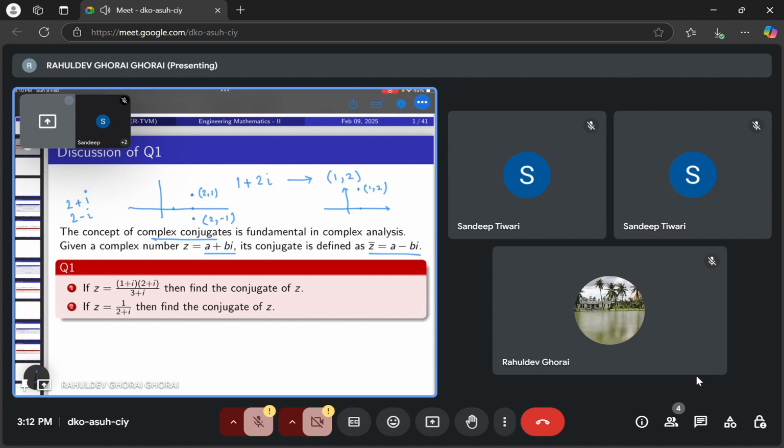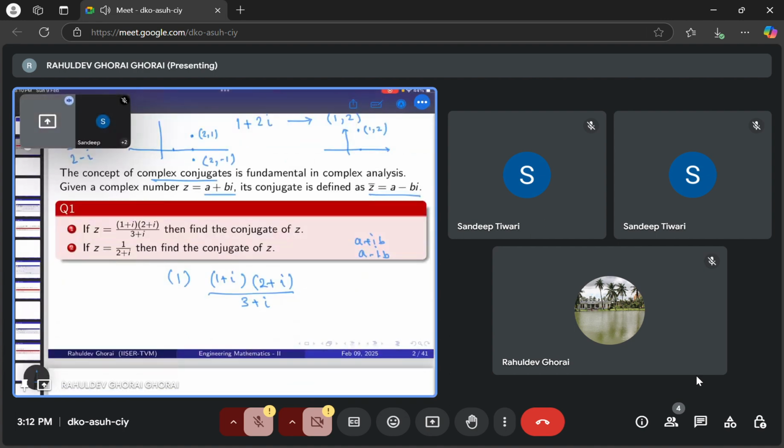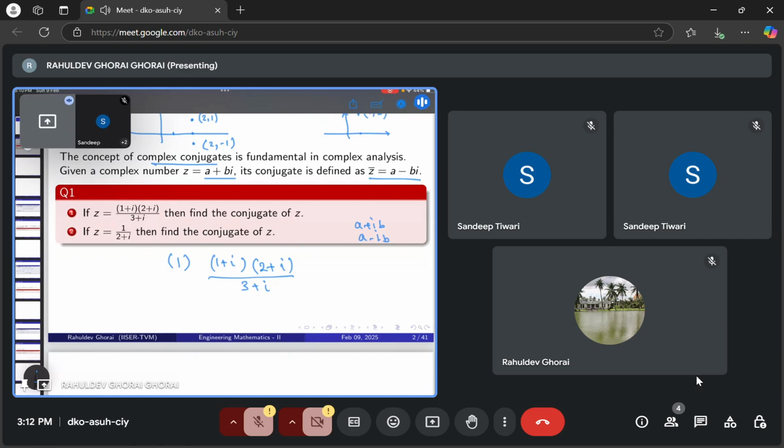Okay. But when you have a complex number like the one in the first question, 1 plus i, in the form a plus ib, you just write a minus ib. But what about something like (1 plus i) times (2 plus i) over (3 plus i)? How do we do that? First we have to change it to the a plus ib form and then just put the minus, right? It's not that simple. You know the complex number theory a little bit, right?